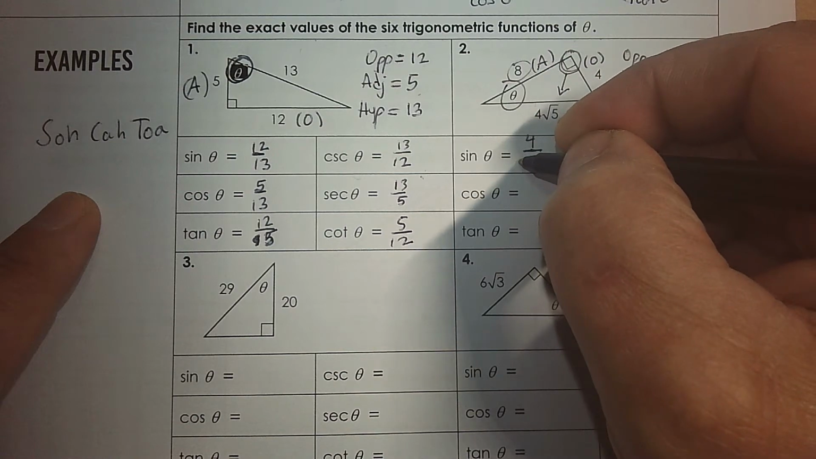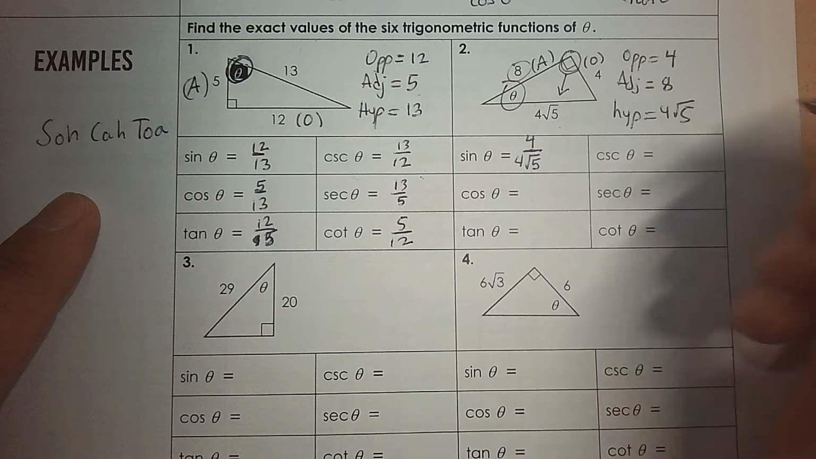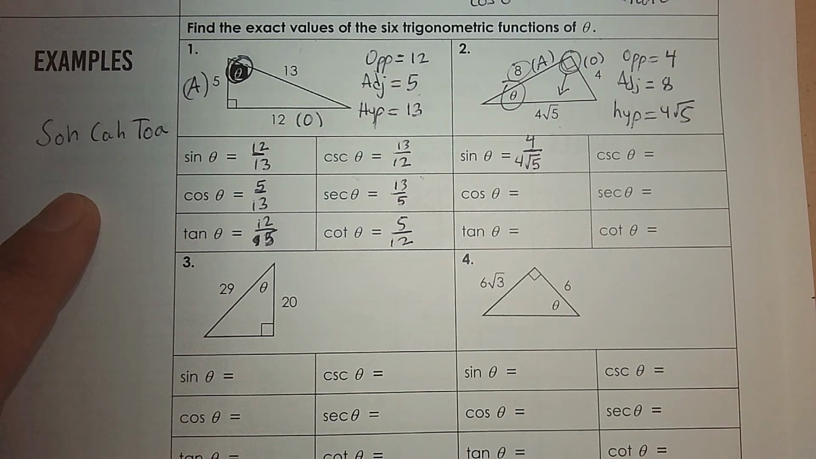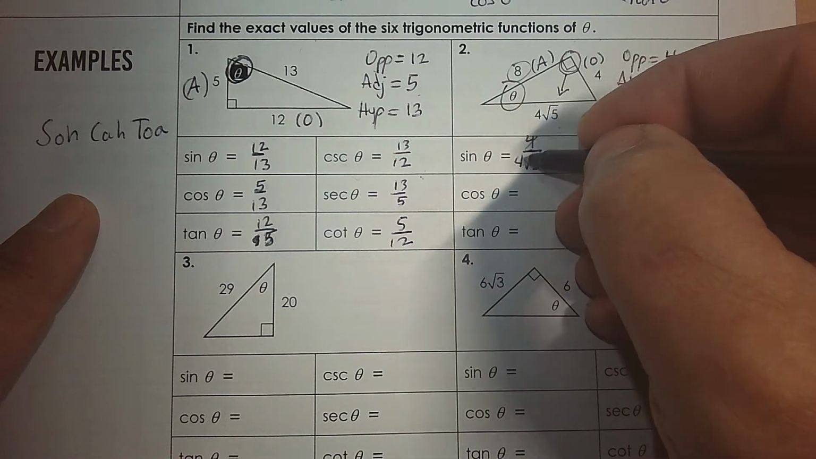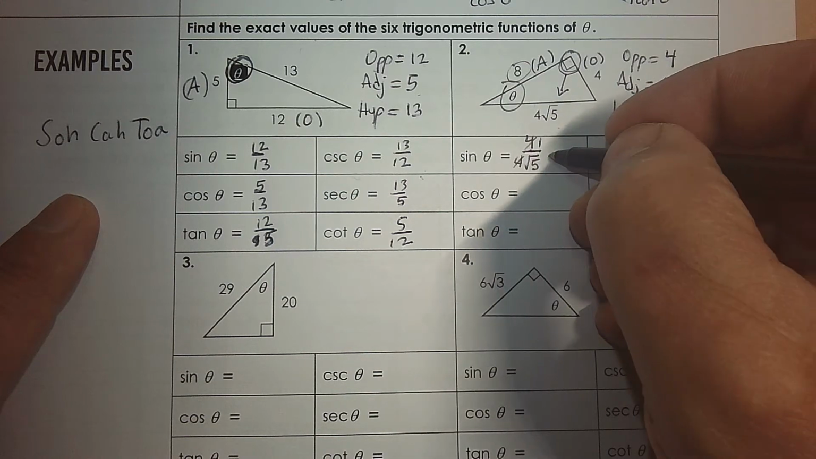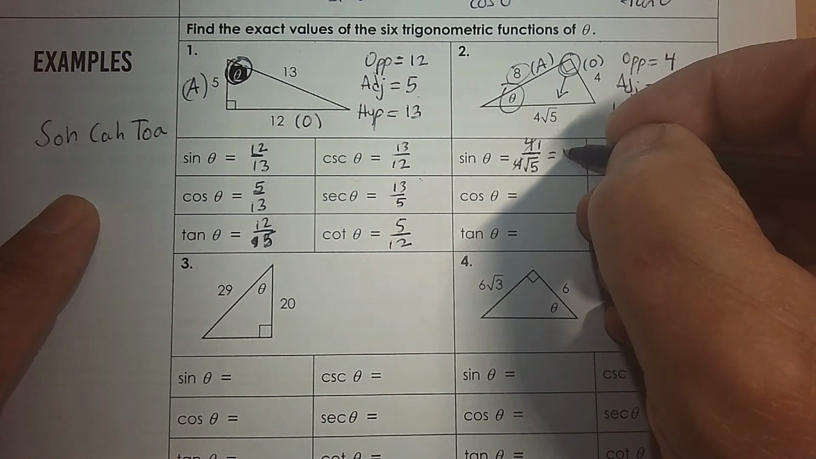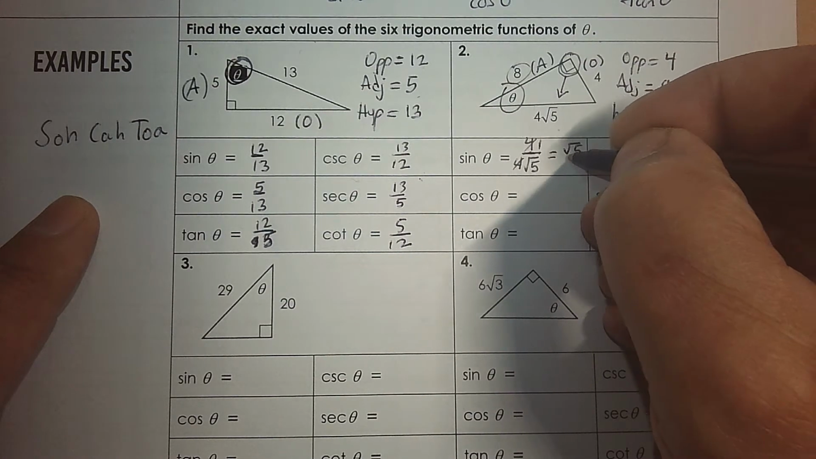Now, a couple things. We cannot leave a square root in the denominator. So if you have a square root, you have to change it to a rational number. Now, 4 divided by 4 is 1. And what would I multiply top and bottom so that we don't have a root 5 on the bottom? So it's just root 5 over 5.